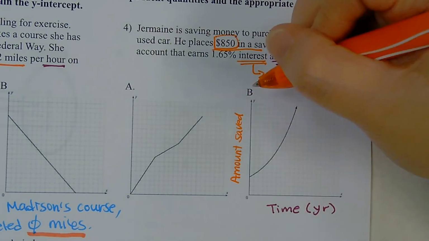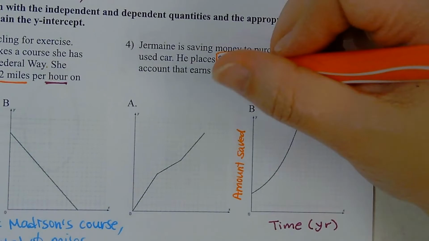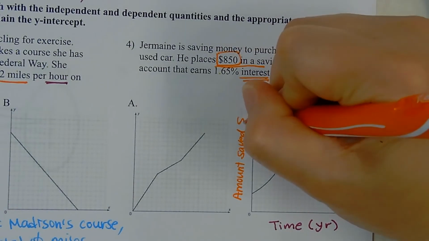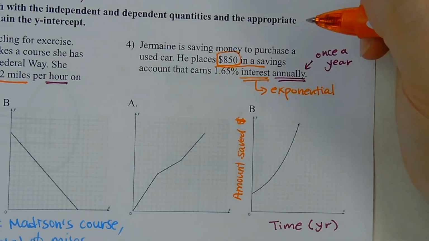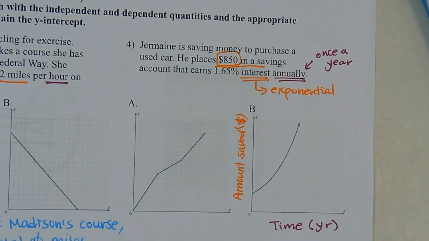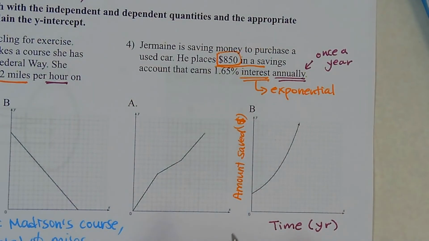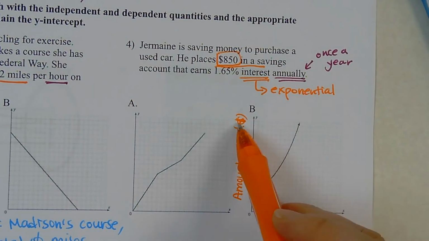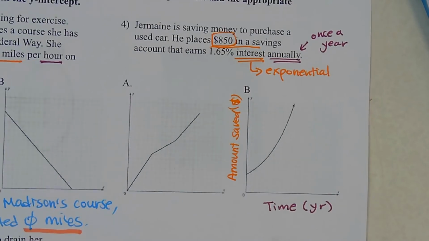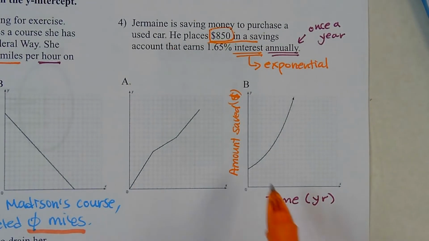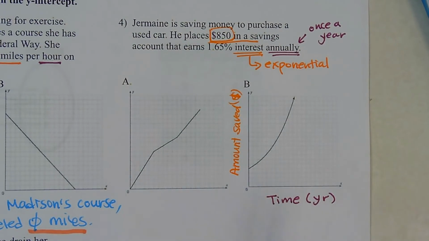And what are we saving in? What is Jermaine saving in? In dollars, right? Because not everywhere in the world uses dollar bills. So I always like to put the units in parentheses so we know what we're measuring it in. If you want to write out dollars, you can do that, but why do that when you could do this? So we are definitely in dollars here. So we've labeled our axes.